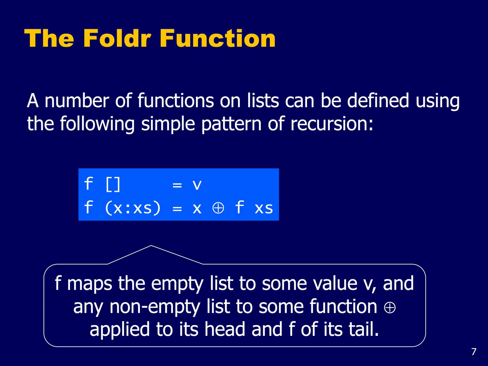So a number of functions on lists can be defined using the following simple pattern of recursion in the blue box. Here we're defining a function called f, which is going to process a list. And it's got two cases. The first case, the base case, simply says if you apply the function f to the empty list, then you get back some fixed value v, some constant value v.